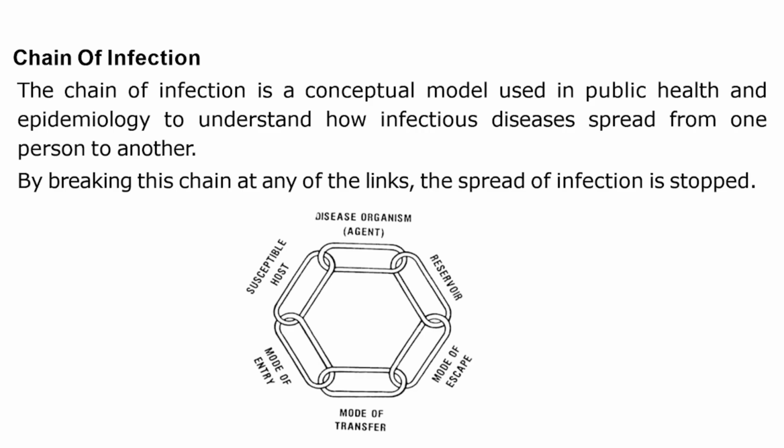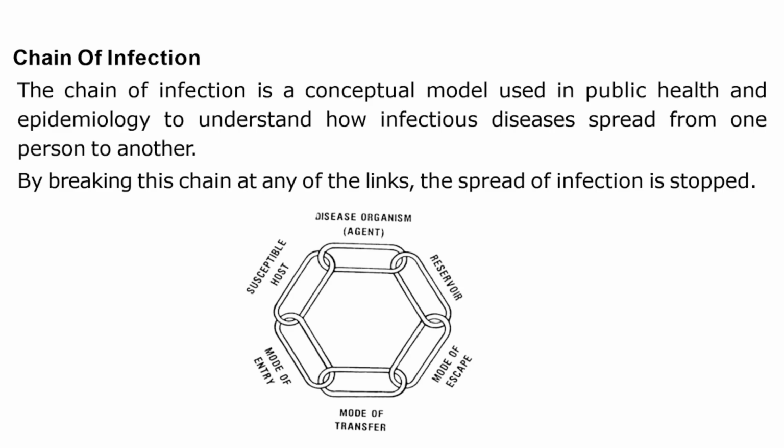What is chain of infection? The chain of infection is a conceptual model used in public health and epidemiology to understand how infectious disease spreads from one person to another. By breaking this chain at any of the links, the spread of the infection is stopped.